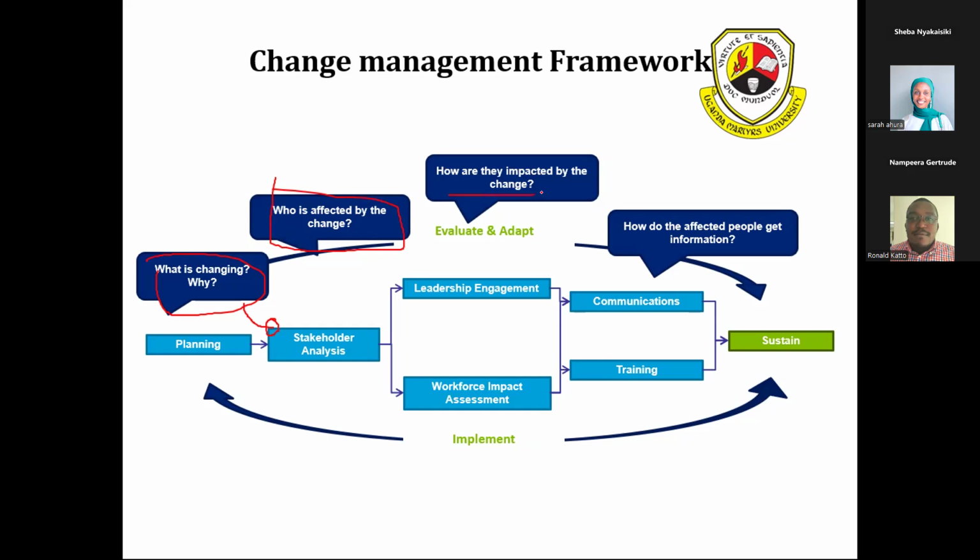We begin to understand how they will be impacted by the change. Now, in this stage, you have leadership engagement, those who are going to be affected. Then also the workforce impact. Then we begin the communication to those who are being impacted. This comes into play together with training. And hopefully this then leads to sustained change.